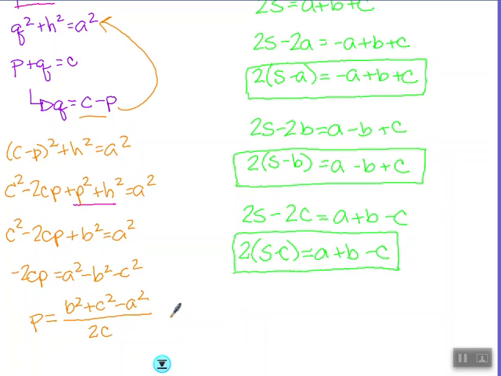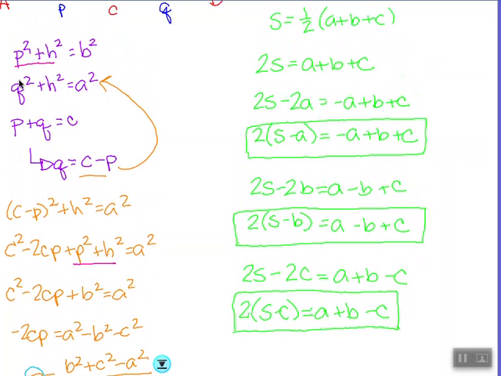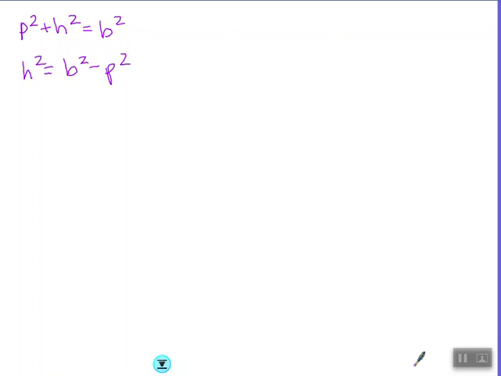Now, I'm going to do substitution yet again, and I'm going to plug this value for p back into this equation at the top. So, my purple equation that I had at the top was p squared plus h squared equals b squared. Ultimately, I'm trying to figure out what h is. So I'm going to rewrite this as h squared equals b squared minus p squared.